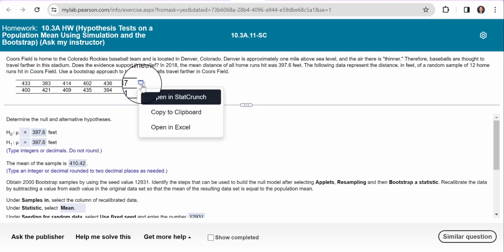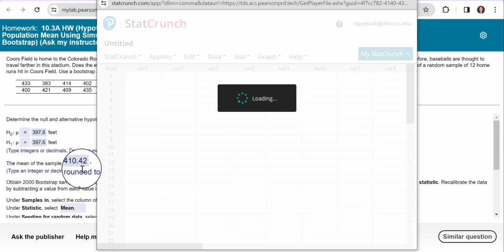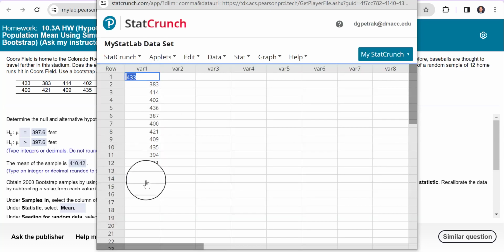So if we go ahead and open the data in StatCrunch, the first thing you want to do is find the mean of the sample, because what we need to do is recalibrate this sample mean to be the equivalent of the population mean or the understood population mean. So if we're going to use this data to model what the population looks like, we can't model it with the average to be out here at 410.42. We need to make it over here at 397.6.